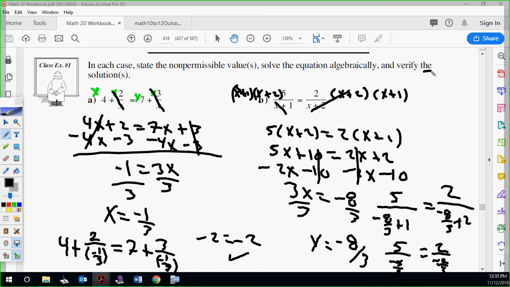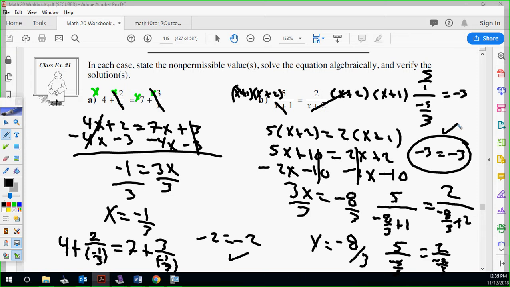So it's going to be negative 3 and negative 3. So it still works. Okay, just verified those two. So any questions?